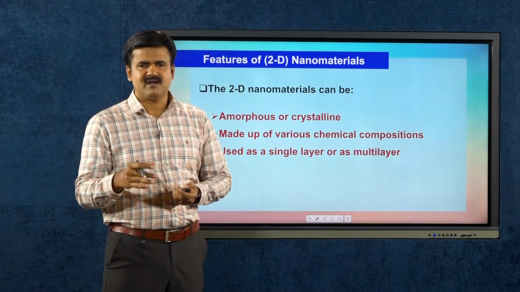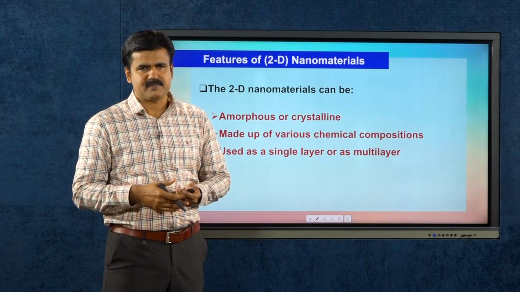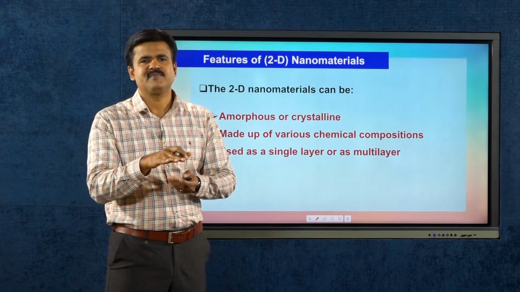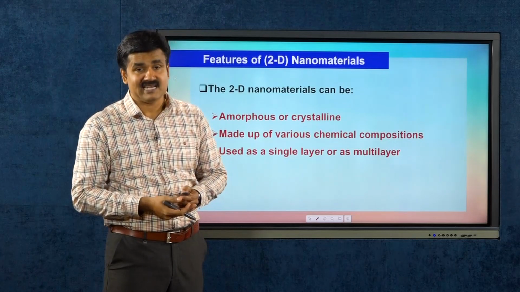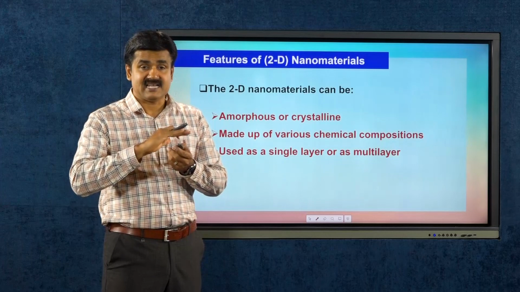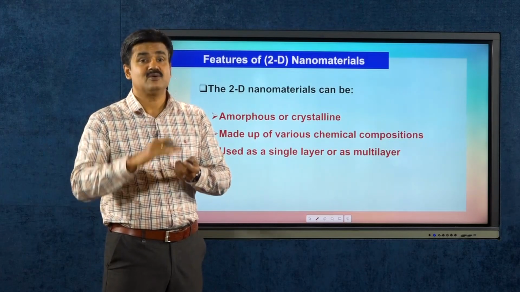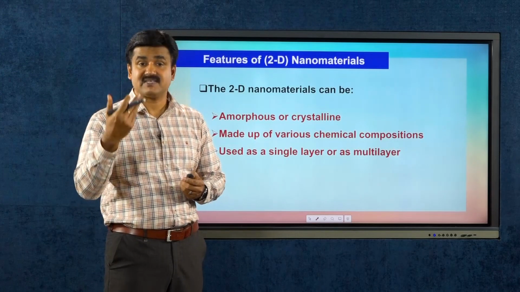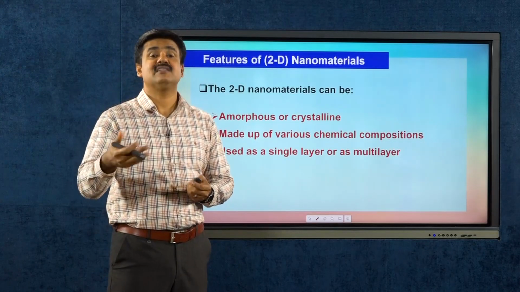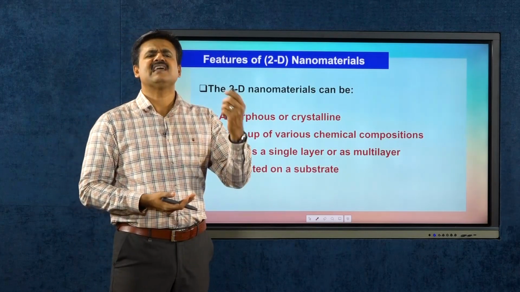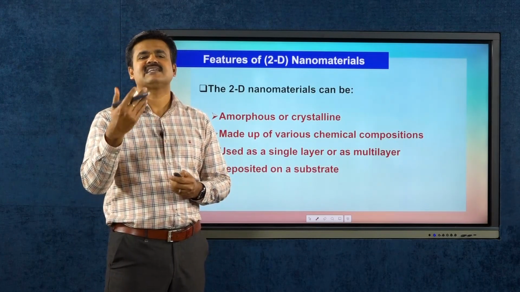Suppose, for example, we can take a single sheet of paper, you can take so many sheets of paper and arrange them as layers. So, it represents a multi-layer. In a similar way, 2D nanomaterials can be arranged in layers also, that is called a multi-layered arrangement. It may be in the form of a single layer or it may be in the form of multiple layers. Now, it can be deposited on a certain substrate.